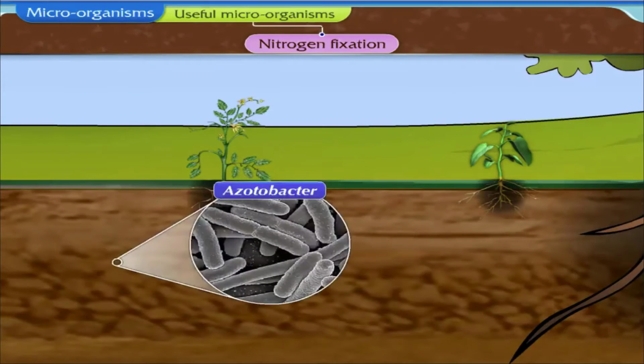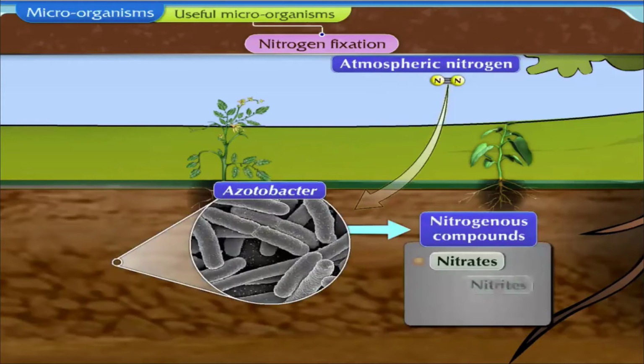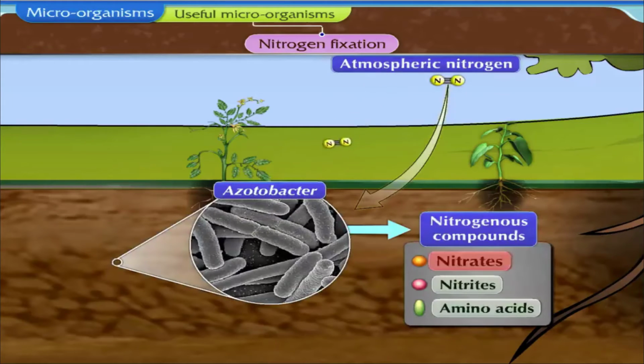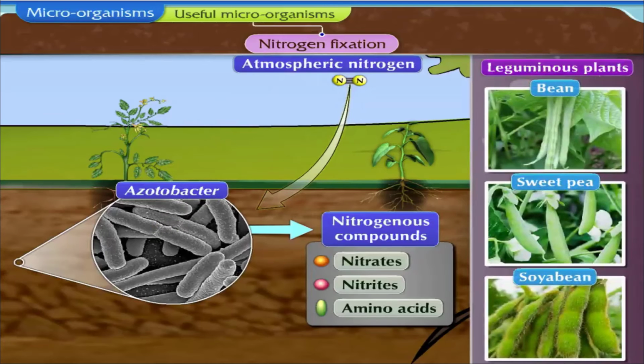Microorganisms like Azotobacter also convert the atmospheric nitrogen into nitrogenous compounds. These nitrogenous compounds help to increase soil fertility and thereby the protein content of the pulses grown in that soil.